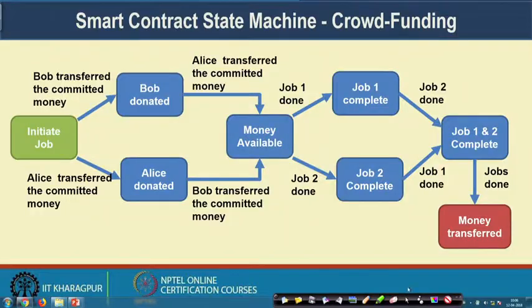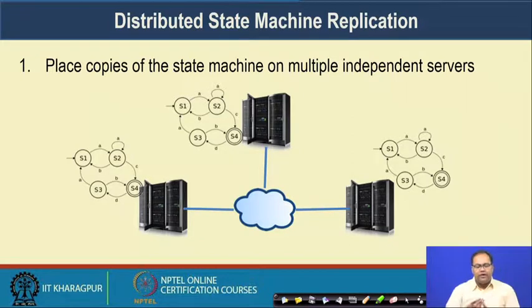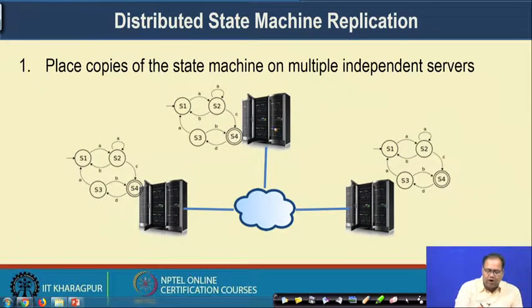Now, in a typical distributed architecture, the distributed state machine replication mechanism works in this way. You have multiple servers which work in a distributed fashion, with the advantage of using distributed servers in place of a centralized server that we discussed earlier. So, the idea is that first you have multiple servers here. You place copies of the state machine on each of these servers, so each server has a copy of the entire state machine.